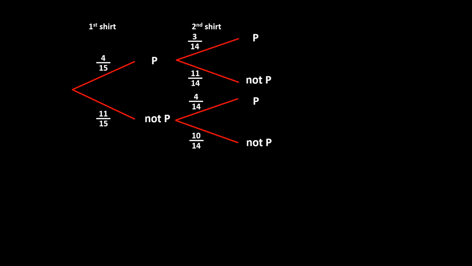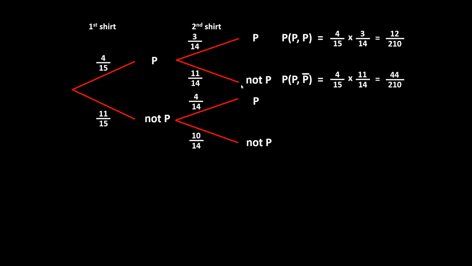Okay, so let's work out some probabilities. So our first route is there, P and P, plain and plain. So it's 4/15 times 3/14. That's 12 over 210. Next path is P and not P. Okay, so that's 4/15 times 11/14. So that's 44 210ths. Next, not P and P. So that's 11/15 times 4/14, 44 210ths.